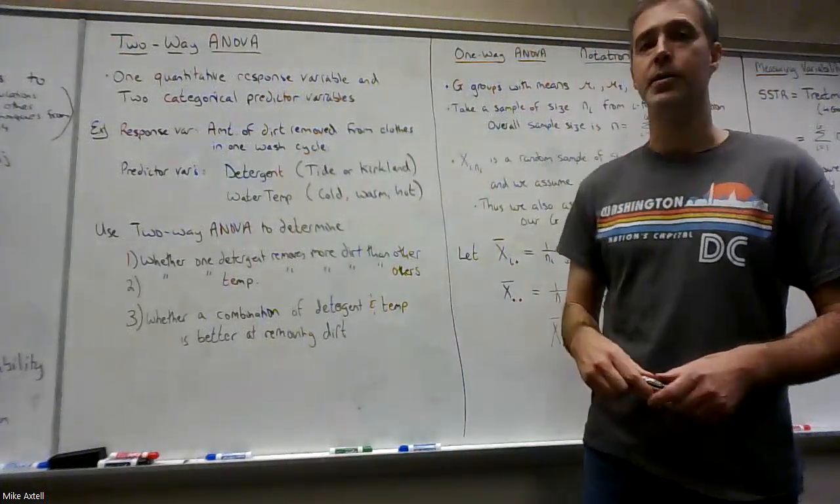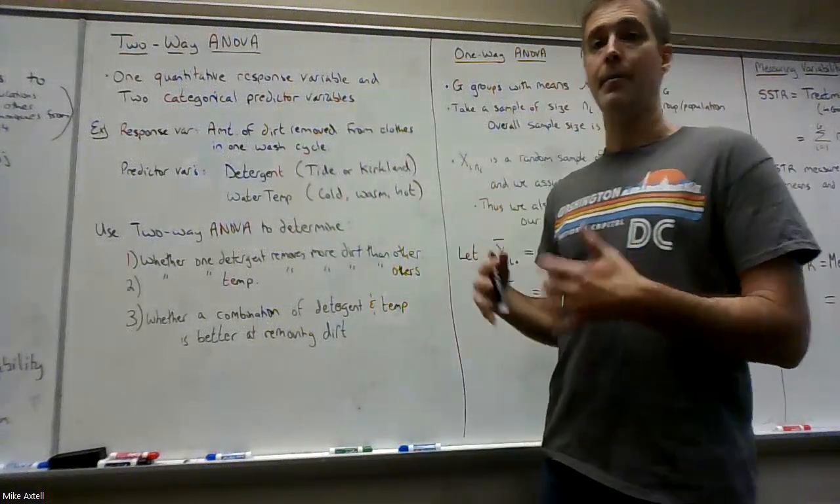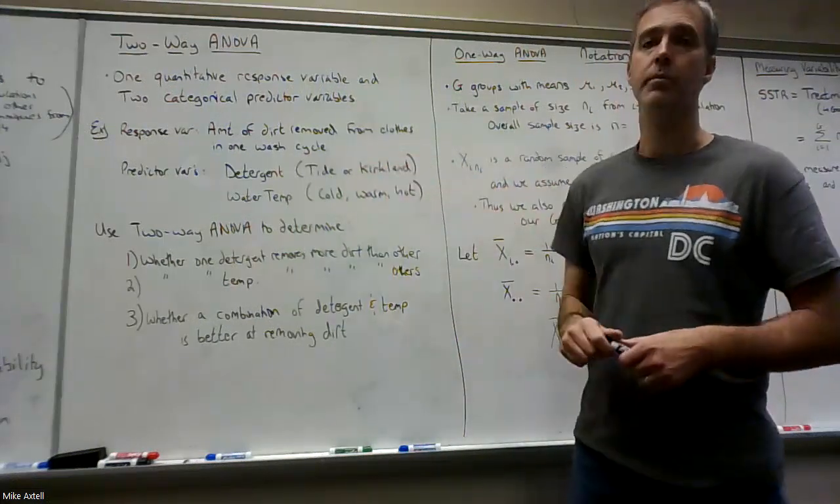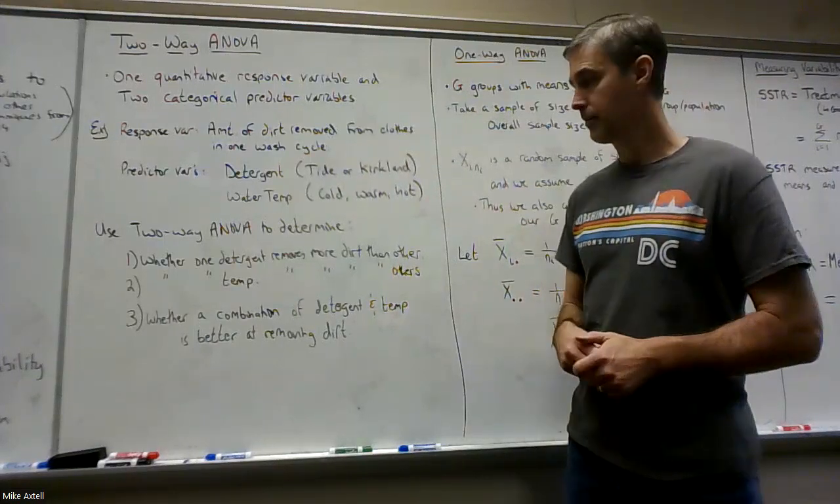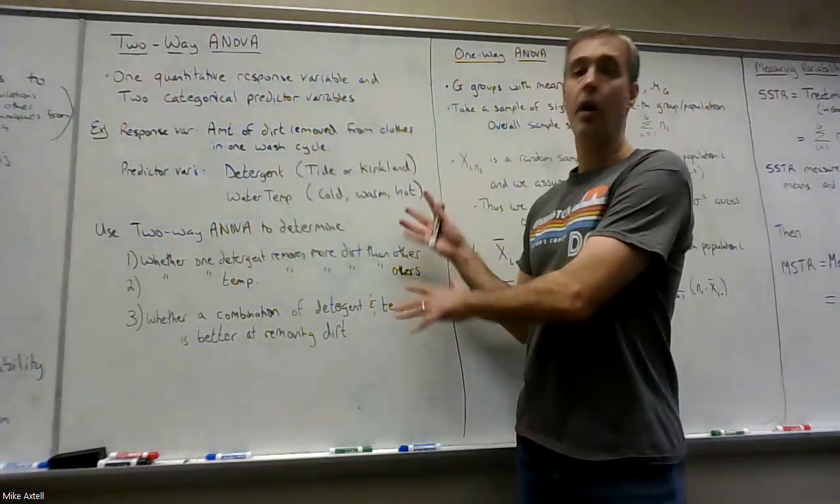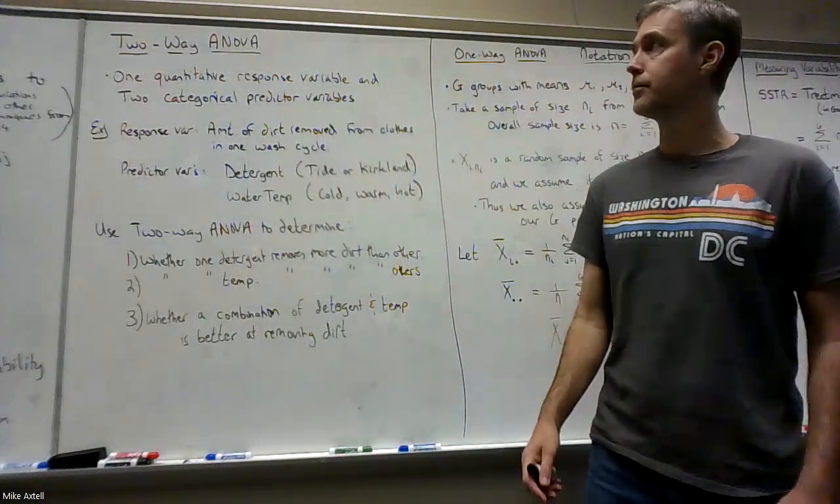And then it can also help us address the question, is there a combination of these two predictor variables that is optimal for dirt removal? Okay. All right, so that's all we're going to talk about on two-way ANOVA.